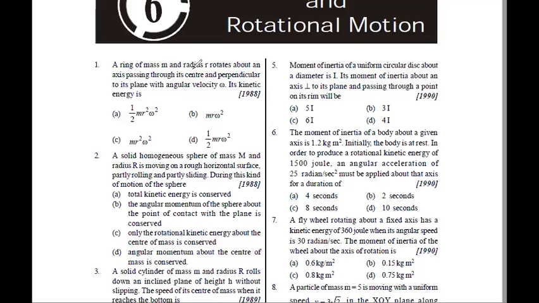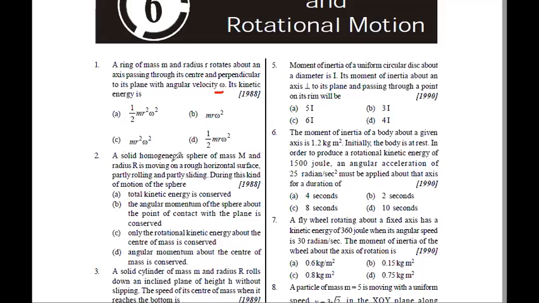A ring of mass m and radius r rotates about an axis passing through its center and perpendicular to its plane with angular velocity omega. Its kinetic energy is, again, formula putting getting, right? So तुम उसको डायमेंशनली चेक कर सकते हो, तुमको सॉल्व करने की जरूरत भी नहीं है. Or you can just use half mv square, right? V is equal to r omega, simple. So answer is A, right? So it is super easy.